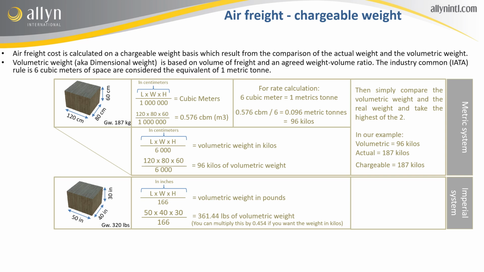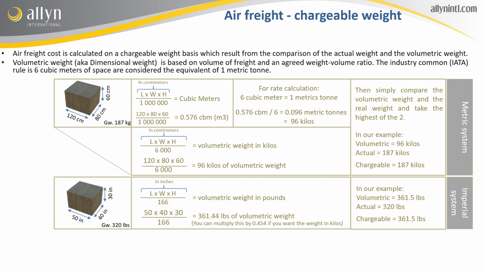This weight is generally rounded up to the closest half kilo or half pound. Once again, we then simply compare the volumetric weight, aka the dimensional one, with the actual weight. So in our example, 361.5 pounds versus 320. In this second scenario, the volumetric weight is the highest and will become the chargeable one. If your contractual rates are based on kilos, you can simply multiply this number by 0.454 to get your weight in kilos.